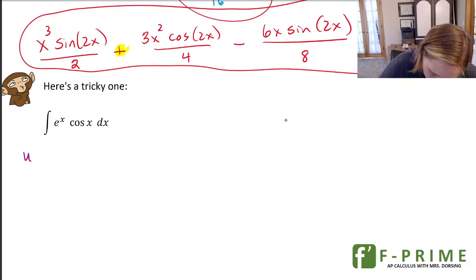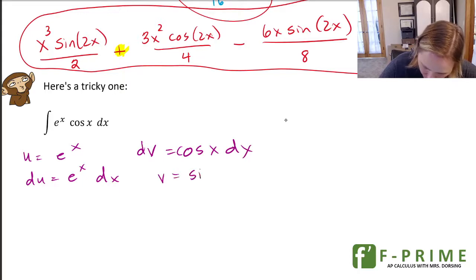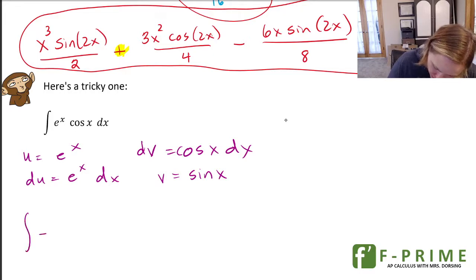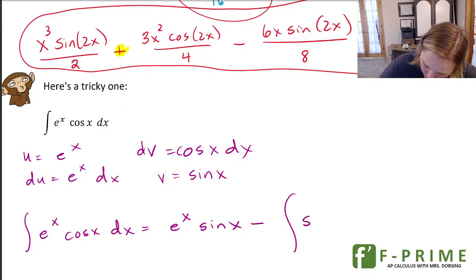So u is e to the x, which means I'm still going to find du. That's going to be e to the x dx. That's okay. dv is cosine of x dx, which means v is going to be sine of x. Okay, so I'm still going to approach this. So the integral of e to the x cosine x dx is equal to u times v minus the integral of v du.